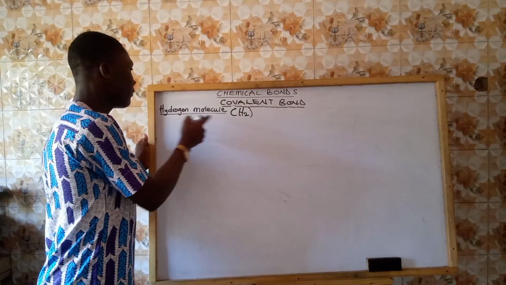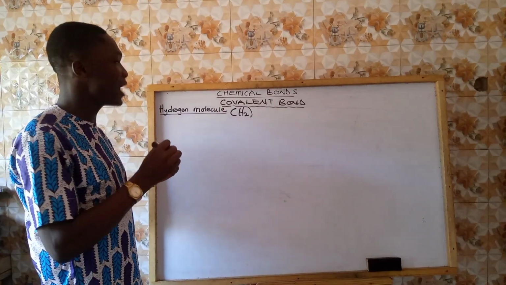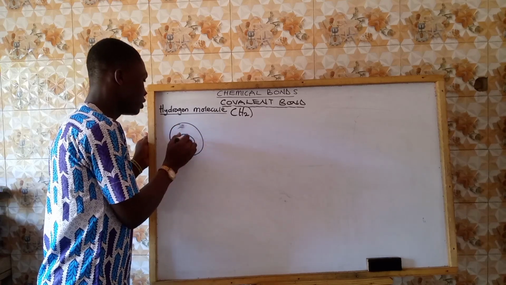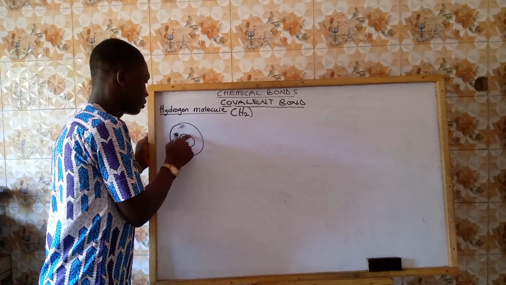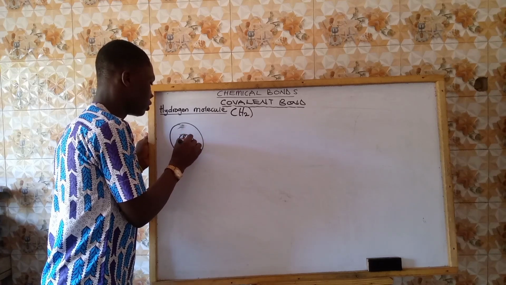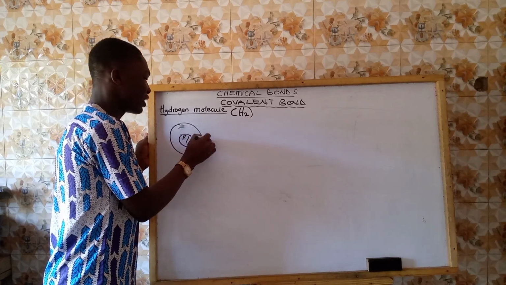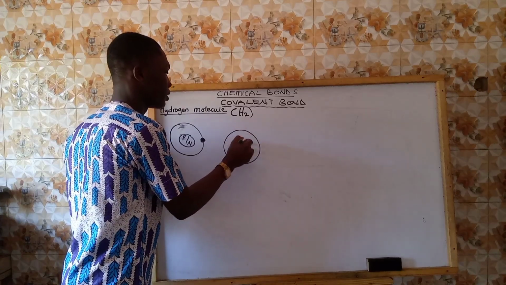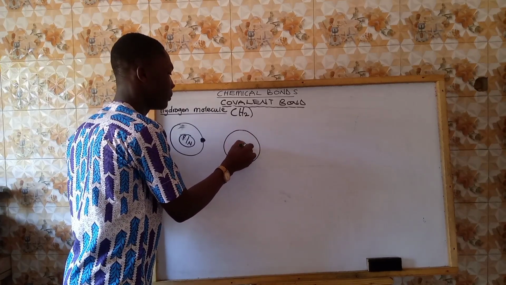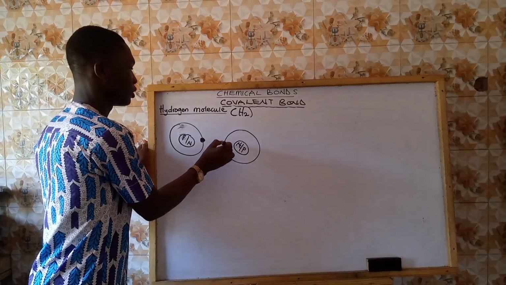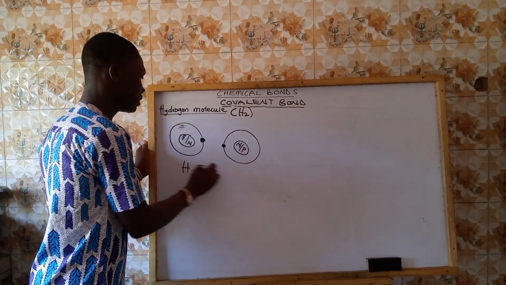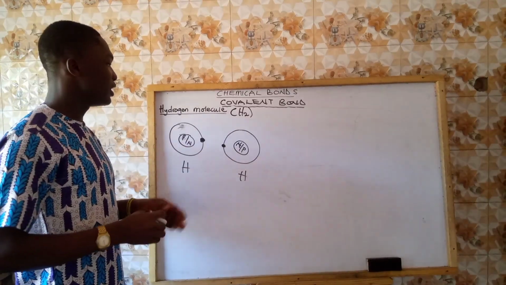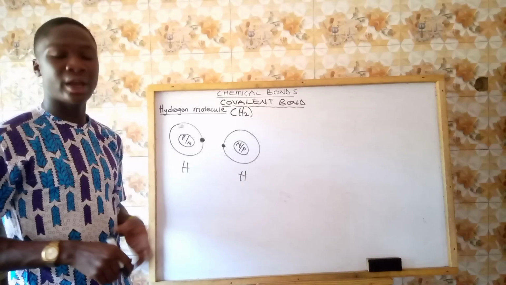So you have H2, so two atoms of hydrogen. So you have one atom of hydrogen. Here's the nucleus. It has the protons and the neutrons in the nucleus. It has only one electron. The same thing here, you have two, so one also here. You have the neutron and the protons. Here's the nucleus. So this is hydrogen, this too is hydrogen. So you have the nucleus here, the nucleus here. Each of them has one electron and one shell.